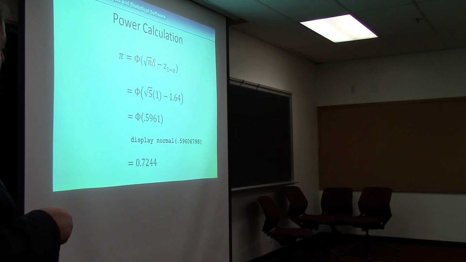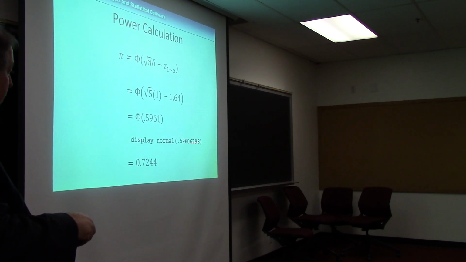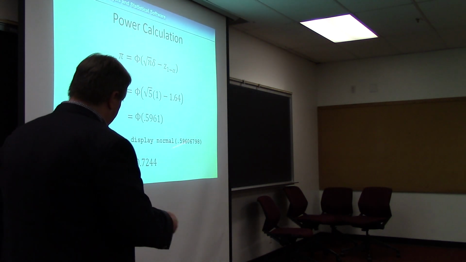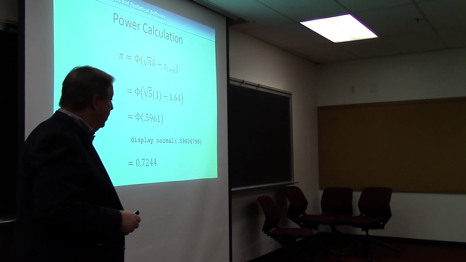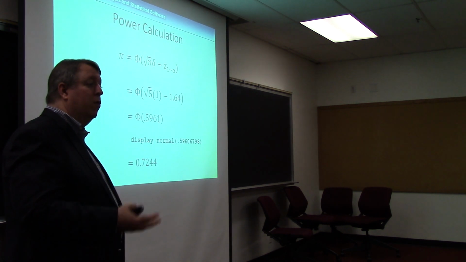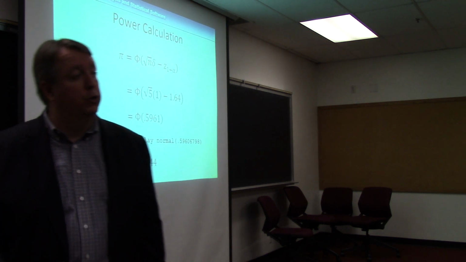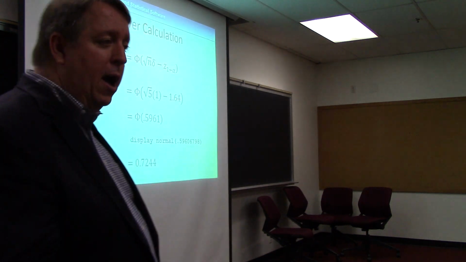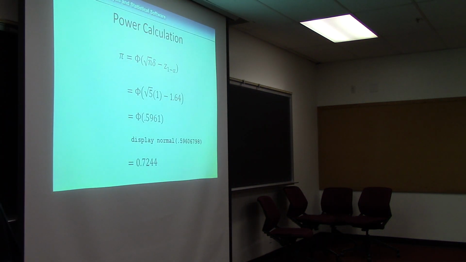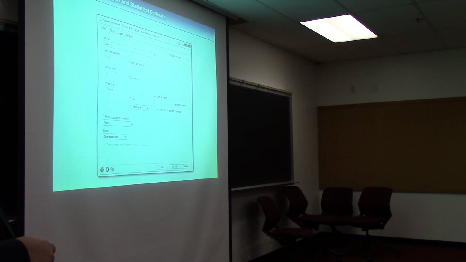If I do this calculation, this funny little symbol here is for the cumulative normal distribution. So if I plug in the square root of 5 and 1 for my effect size and subtract off z alpha, I get this number, and I can use Stata's normal function to calculate this number here, and what I end up with is 0.7244. So I have power of 0.7244, assuming that all those other things, my alpha level and my sample size and so forth.